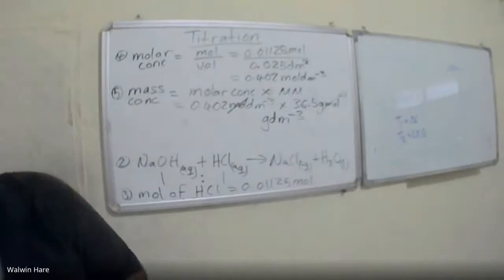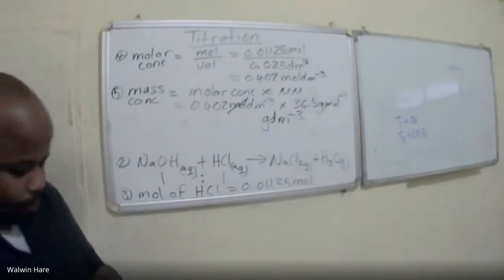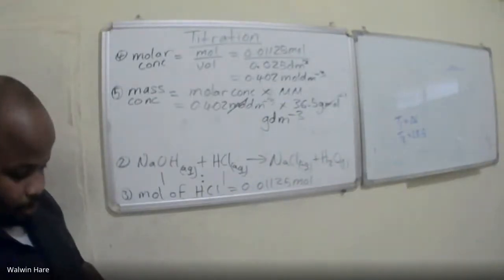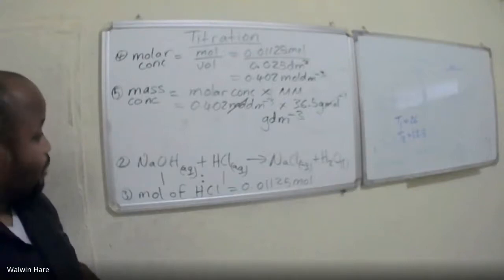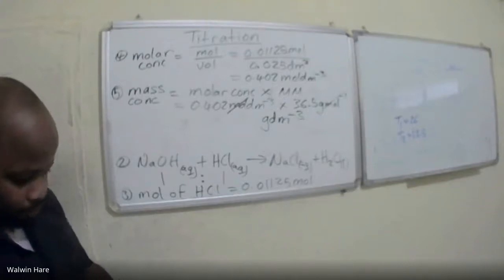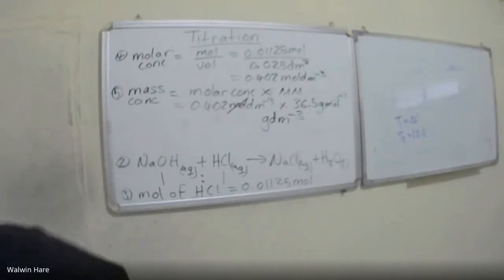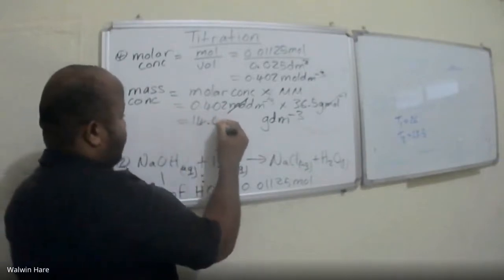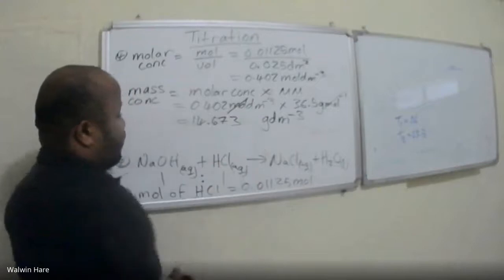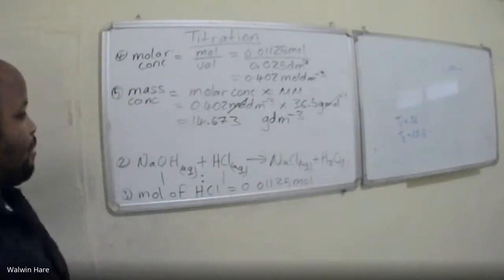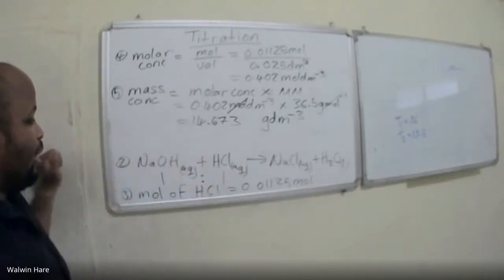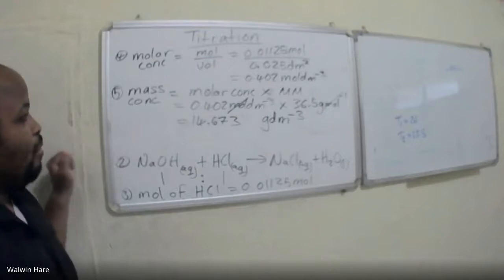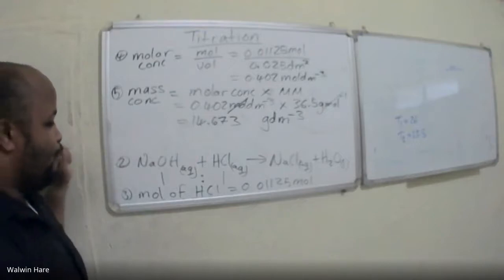So let me just work out that. So it's 14.673 grams per dm³. Now I'm going to put a question on the board and you are going to work it.